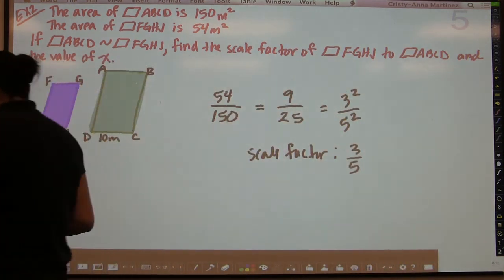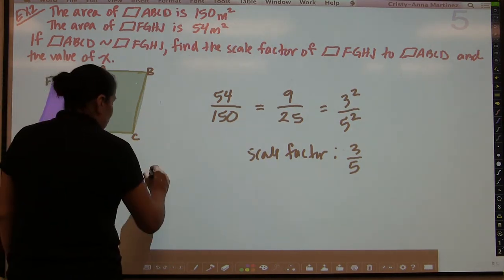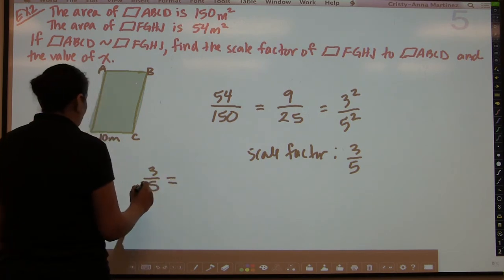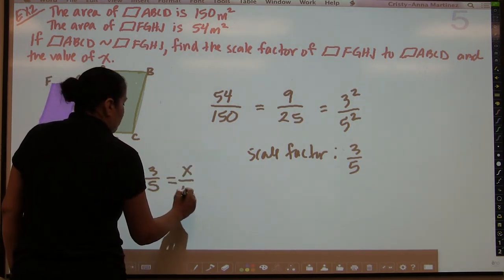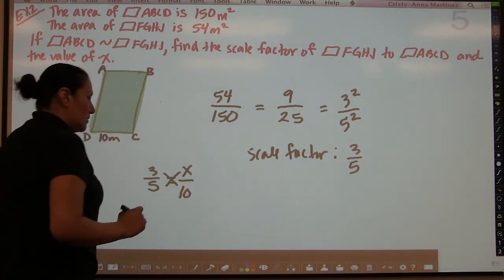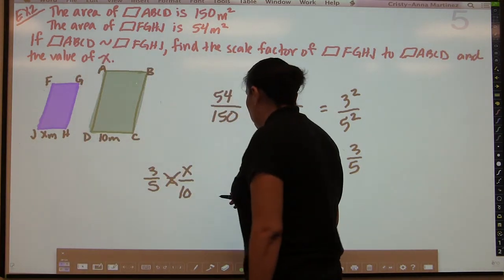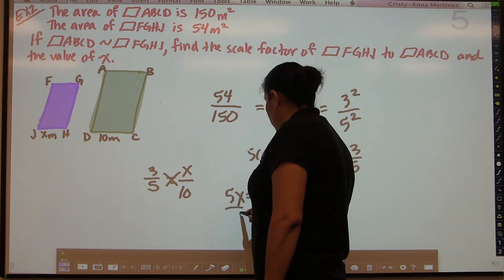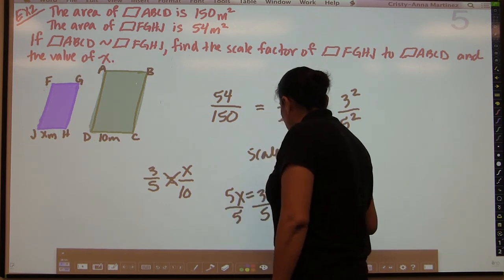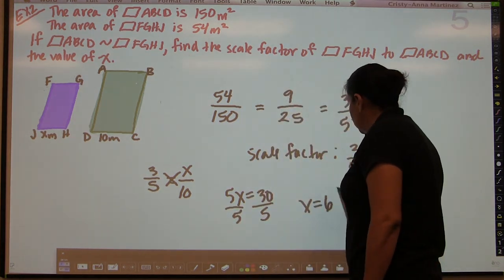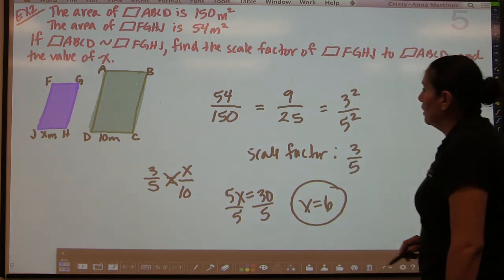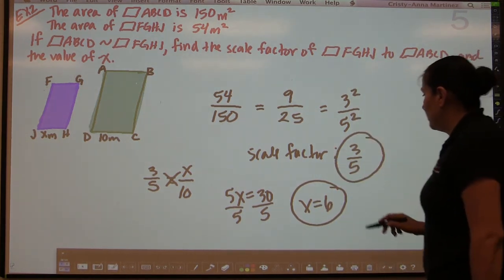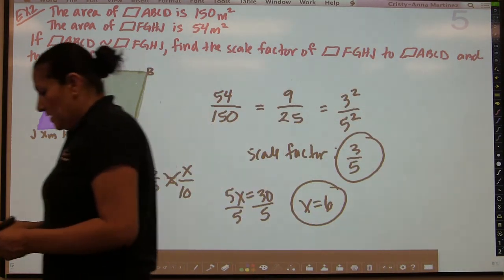Okay? So now that we have our scale factor, we can go back to our x over 10. We know the scale factor is 3 to 5, and that should equal x to 10. And then we're just going to solve this by using the cross product property. So we get 5x equals 30, and divide by 5 on both sides. So x will equal 6. So they wanted us to find the scale factor, which was 3/5, and they wanted us to find the value of x, which is 6.